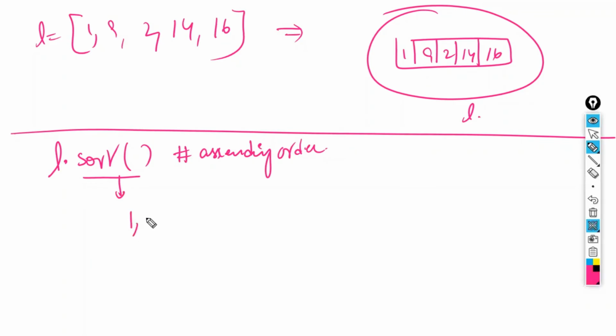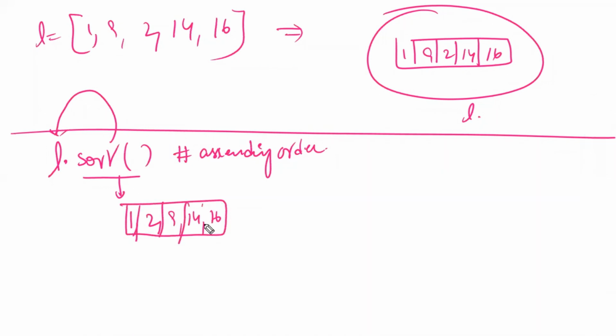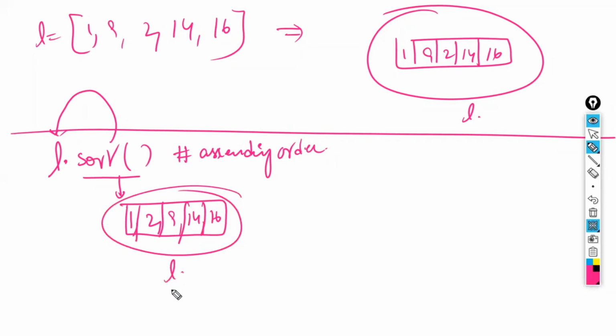Sorting, that is 1, 2, 9, 14, 16, is completed. Next, after sorting, this is a method of L, right? So it is going to store the result in the original L because L is mutable. So this will be stored again in L. Now if you print L, the second line of code is completed.